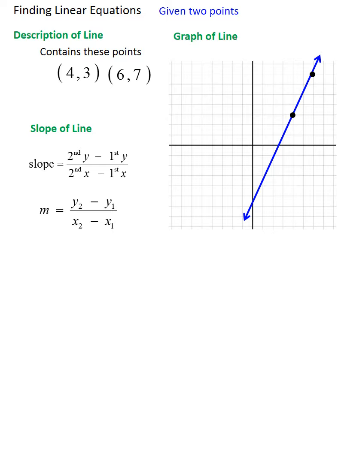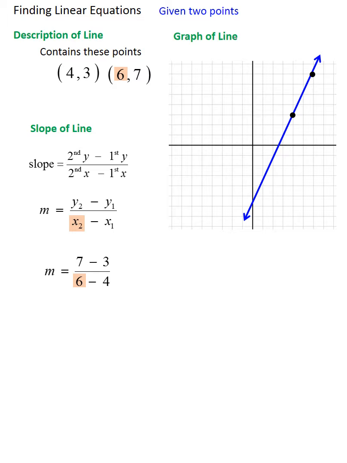And we can use the numbers in the problem to find the slope, as shown. If this looks familiar to you, great. If not, let me remind you how this works. The 7 was my second y. The 3 was my first y.